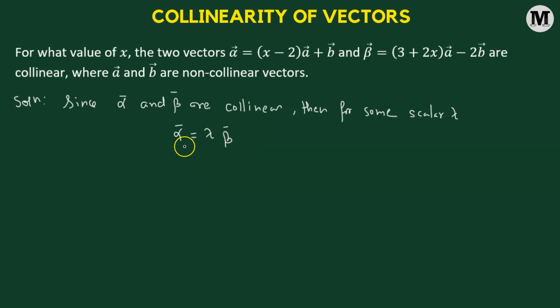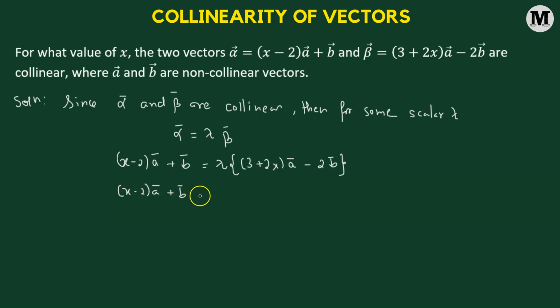Fine. Now let's substitute the value of alpha vector with (x minus 2) multiplied by a vector plus b vector. That will be equal to lambda times beta vector. So beta vector will be (3 plus 2x) times a vector minus 2 times b vector. Now we have (x minus 2) times a vector plus b vector equals (3 lambda plus 2 lambda x) whole multiplied by a vector minus 2 lambda times b vector.